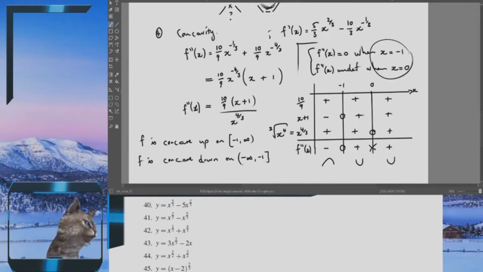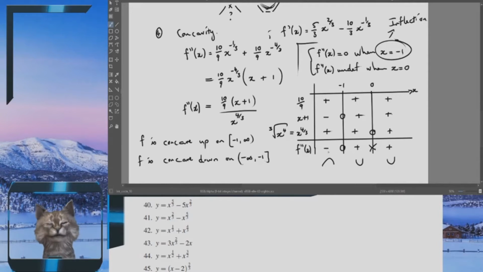Next question. Are these guys inflection points? Which one is an inflection point? They're both contenders because they came out of my check here, but the concavity has to change as I pass over these zeros. It does for -1, it doesn't for 0. So only this guy is an inflection point. They're equally important in my table, but an inflection point is only one where the concavity changes. Now let's see what we get here.